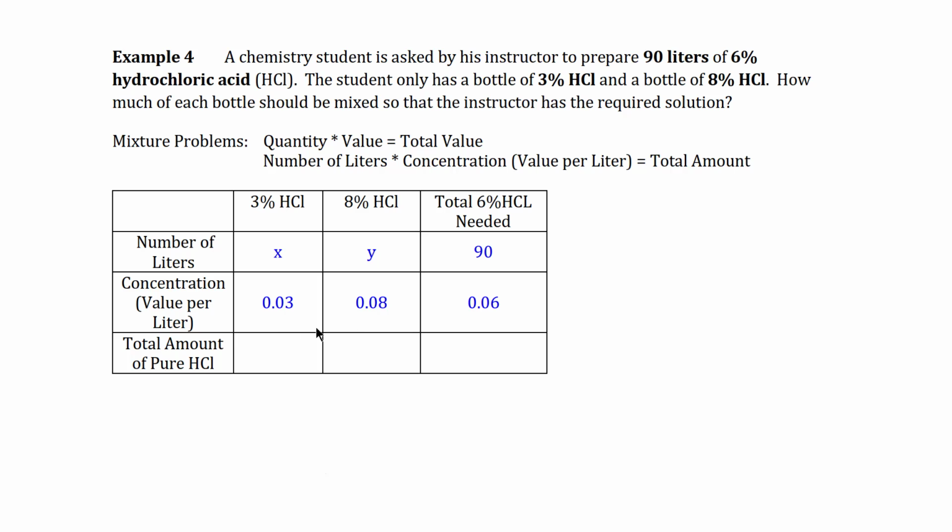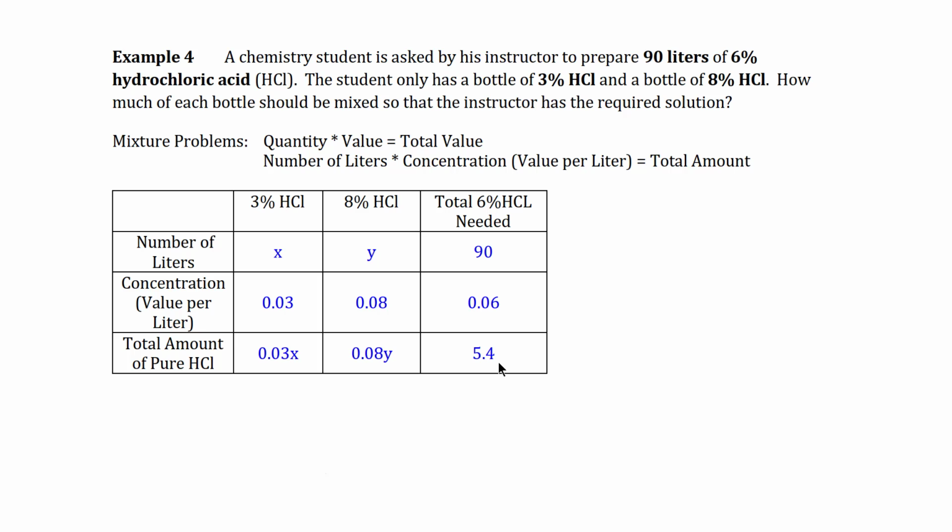Next, we could fill in the total amount of pure HCl for each of the columns. So for the 3% HCl, we just multiply the number of liters times the concentration. So we just get 0.03x. For the 8% HCl, we get 0.08y. And then for the total amount needed, we just multiply 90 times 0.06, we get 5.4.